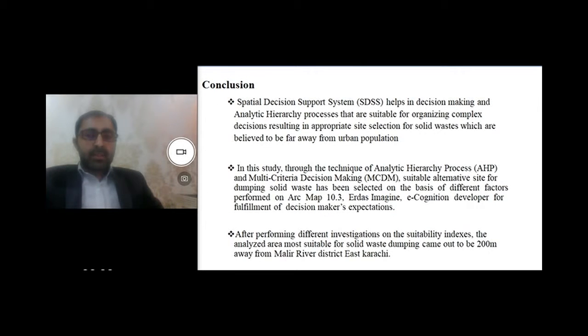Finally, the suitability indexes included small parcels that were less than 1 hectare and highlighted with the red area. This is the most suitable area we have found out here.